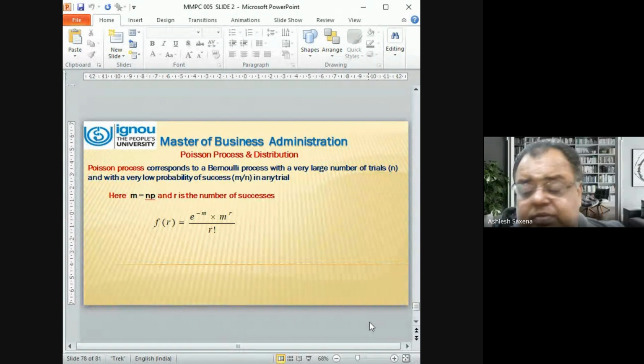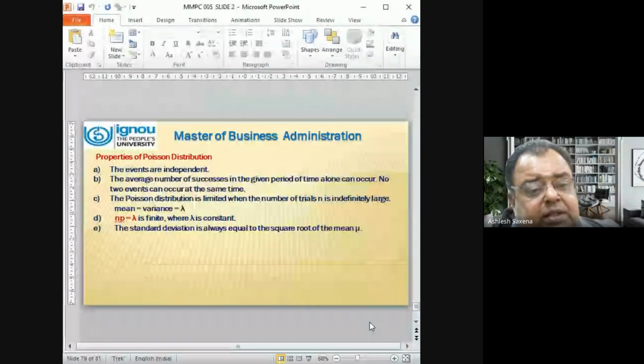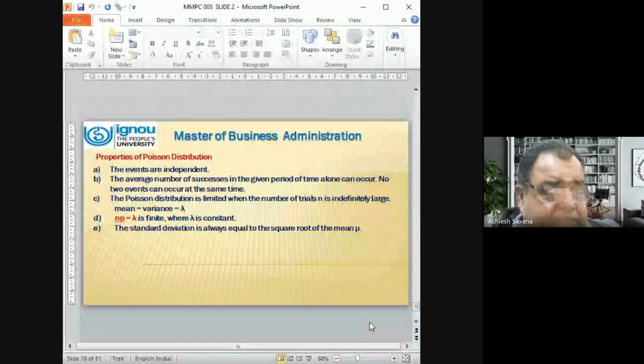Now, what are the properties of Poisson distribution? The events are independent. The average number of successes in the given period of time alone can occur. No two events can occur at the same time. The standard deviation is always equal to the square root of the mean because of the variance.